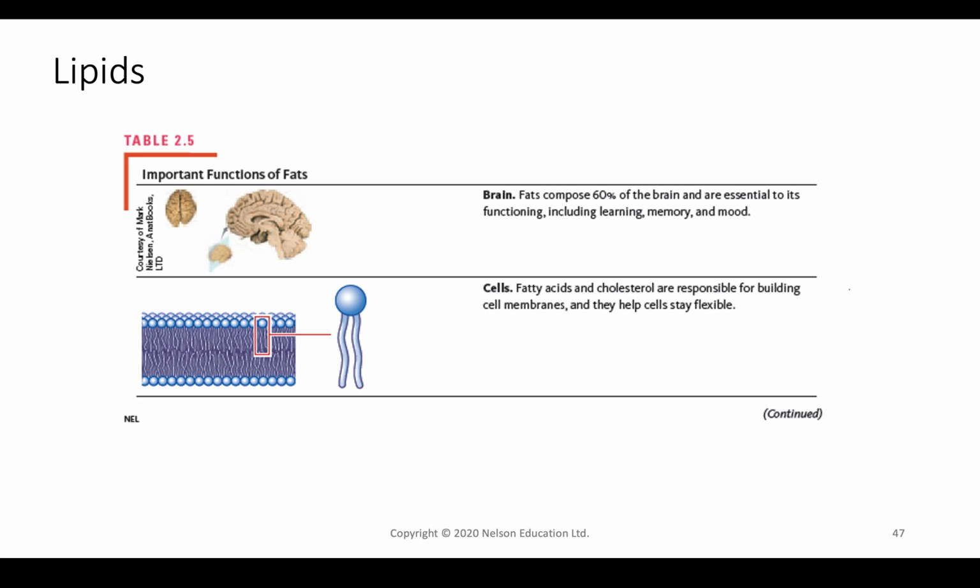But let's talk about all of the different functions of fats. So fats are really important in lots of different parts of your body. They're going to be 60% of the brain, and they're going to be super vital to brain function, learning, memory, and mood. They're really important in the cells. Again, here's a phospholipid. It's an amphipathic molecule, which on the outside is going to be water soluble. These guys are going to be fat soluble, water soluble. And that's going to make a barrier, basically an oil barrier between the inside of the cell and the outside of the cell. So fatty acids and cholesterol are going to be responsible for building this cell membrane and helping maintain the flexibility of this bilayer.